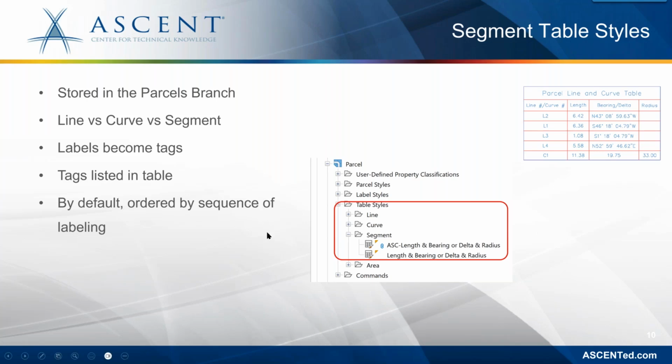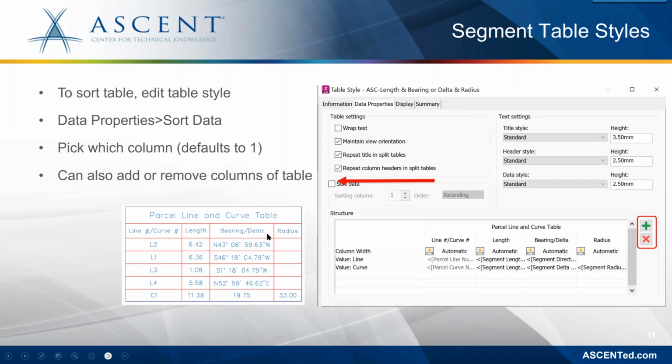But we can change that, so if need be, I can edit that segment label style. And simply in the data properties, I can tell it to sort the data. And when I do sort the data, it'll ask me which column I want to sort it on, and it defaults to 1. And when we edit the properties, we can also add or delete rows. And again, getting back to these expressions, if I have my mid-distance and I want that to be part of the table, then I can add it to this table.